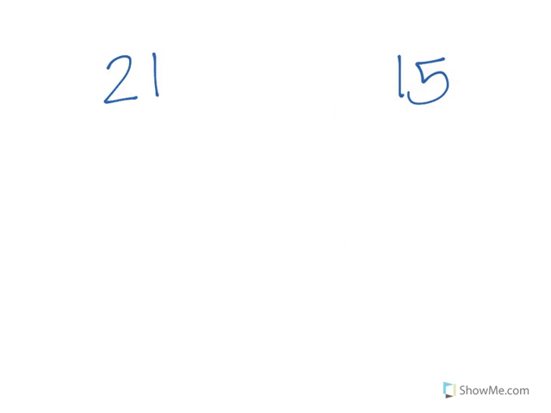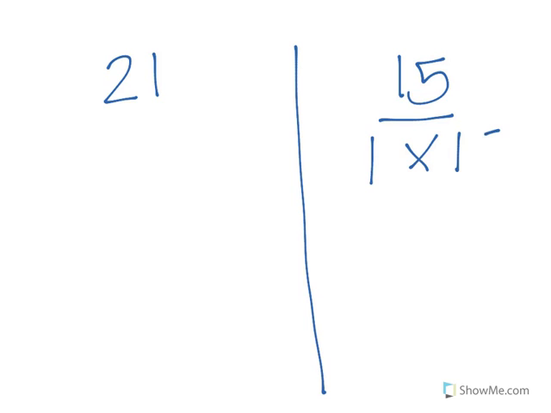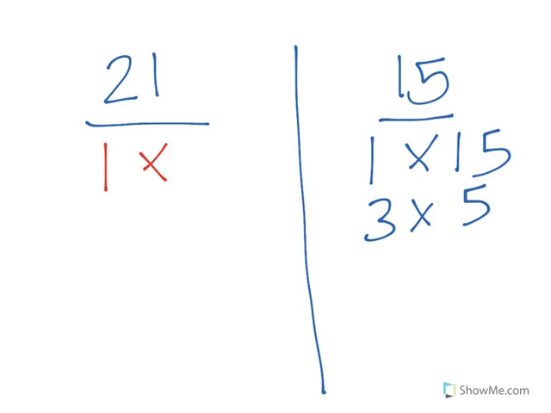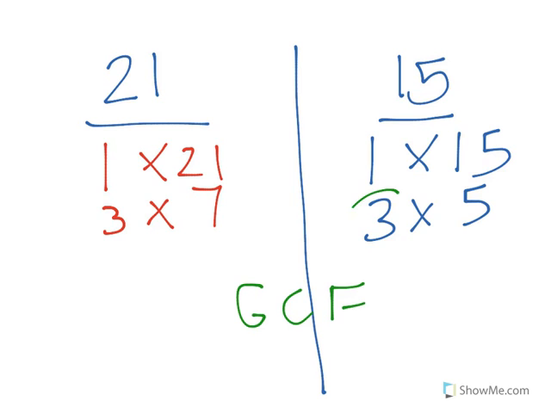Let's look at one more example. Here we have 21 and 15. Let's start with 15. What are the factors of 15? 1 times 15 and 3 times 5. Very good. Next, we want to list the factors of 21. What are the factors of 21? That's correct. 1 times 21, 3 times 7. So if we look between these two numbers, what is the greatest common factor? So the GCF would be 3.